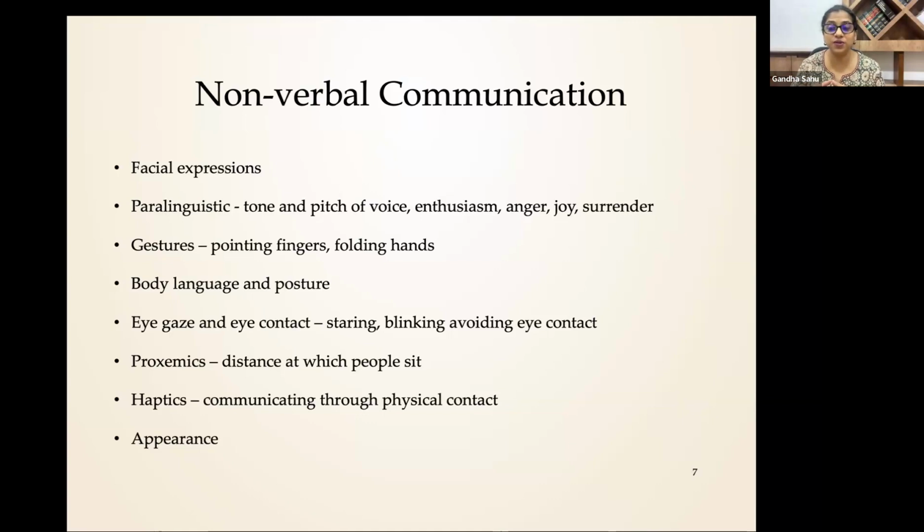If you're comfortable with somebody, you will sit next to that person, you will pull your chair closer, you will sit facing the person. If you're uncomfortable, you will push your chair elsewhere and sit away. So that distance at which people sit, in what direction they face, those are also cues. Haptics, communicating through physical contact.